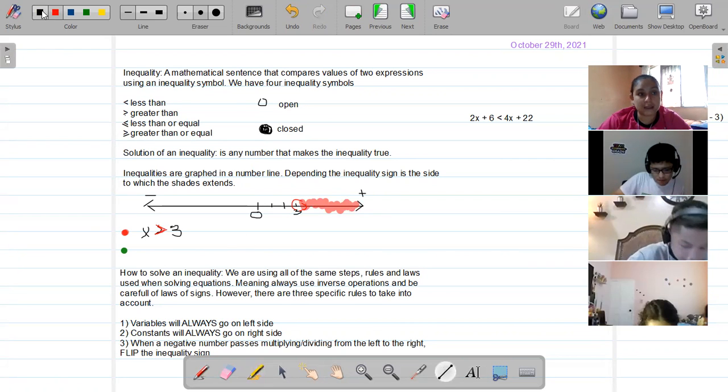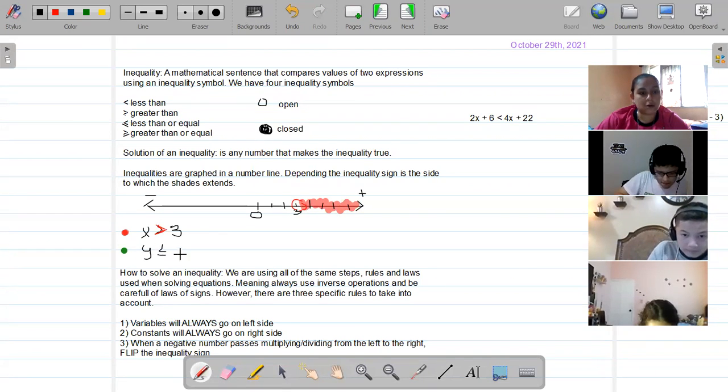Because to this side of the graph is where you're going to find all the numbers that are greater than 3. For example, here number 4 is greater than 3. Number 5, number 6, number 7, all of those are greater than 3. So the arrowhead is the one that will let us know to which side we graph. It has to have a resemblance to our inequality sign. That's example number 1. Let's say now example number 2.